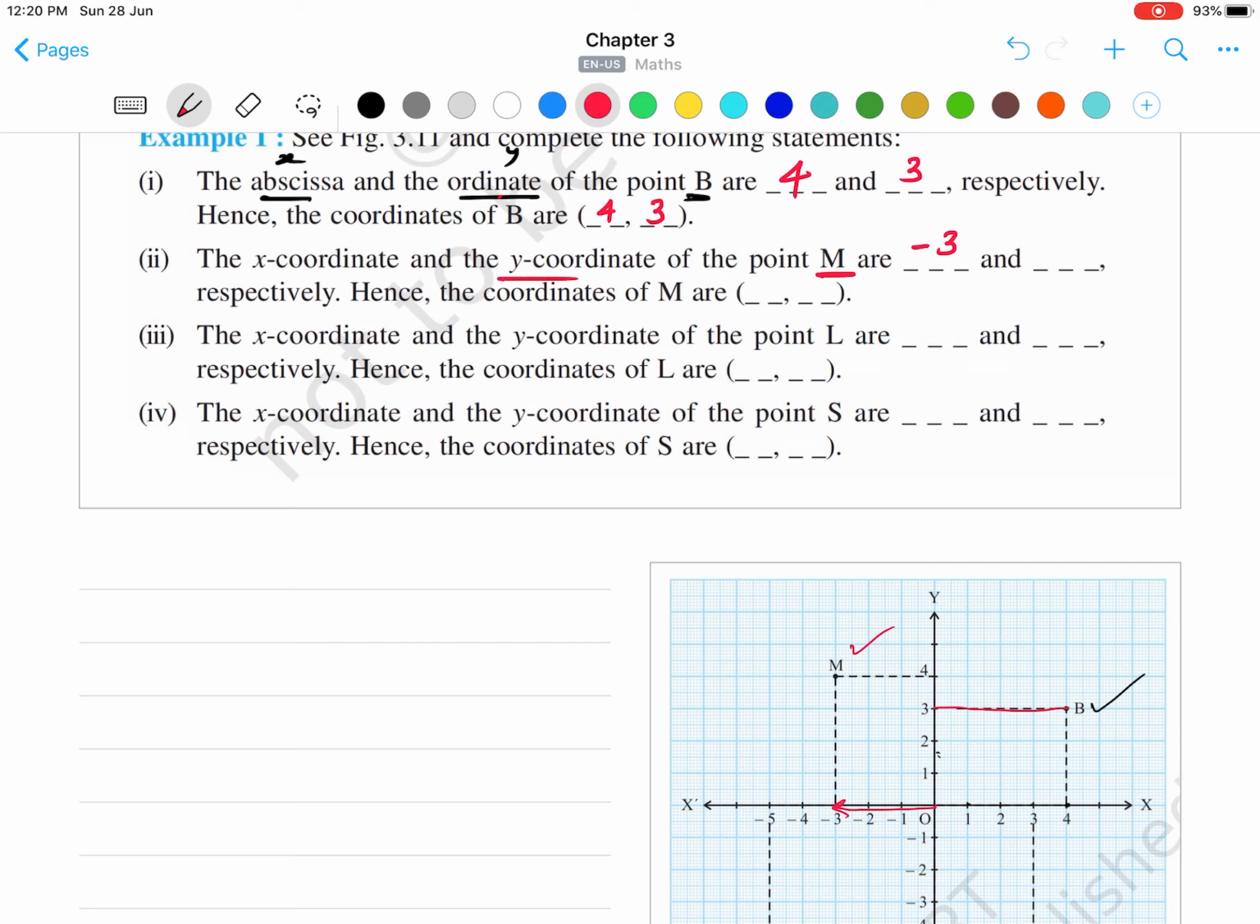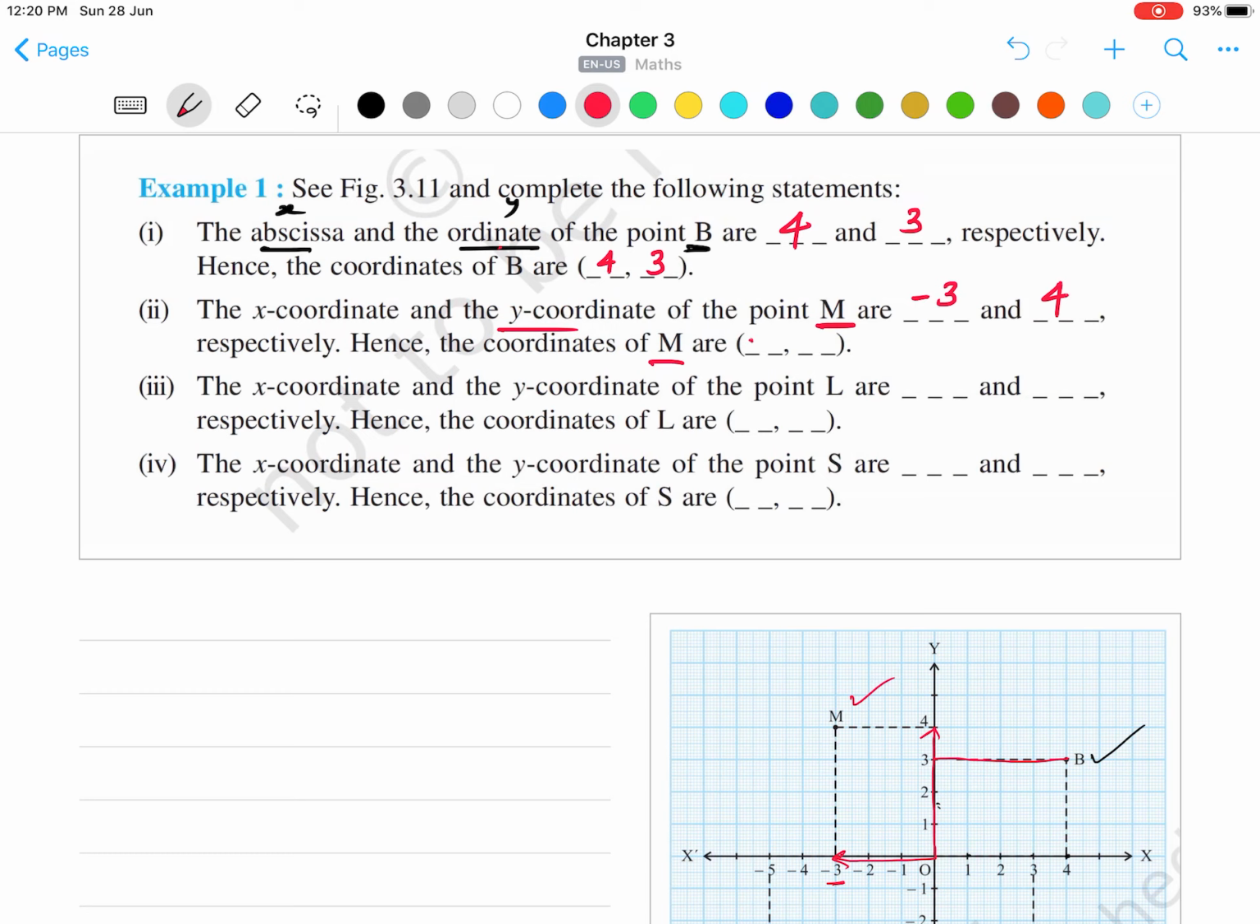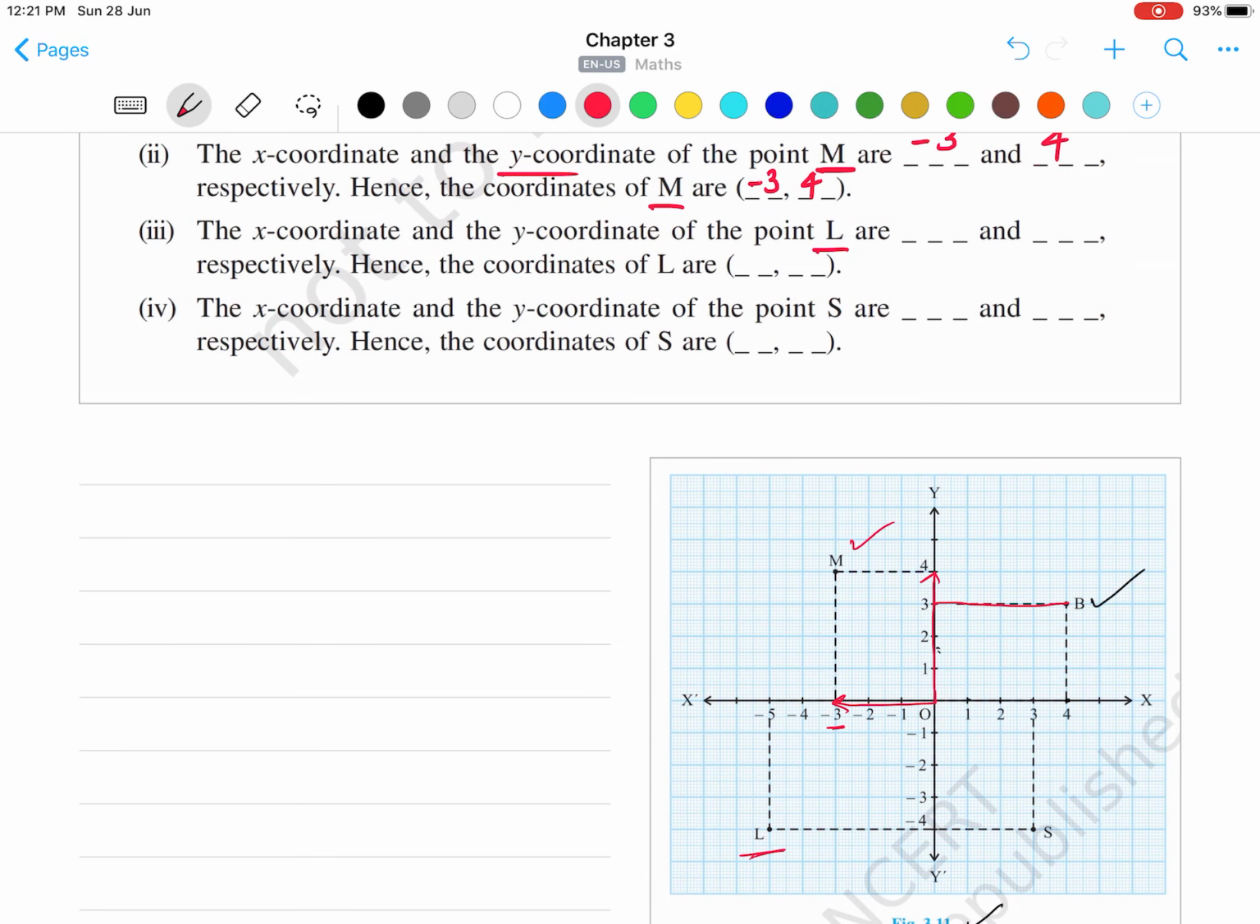Then you have to write its y coordinate. That means now we go in the upward direction for this M, till here. So that is +4. Hence the coordinates of M are, first you state the value -3 for the x coordinate, so it's (-3, +4). Okay. Next one is the x coordinate and y coordinate of the point L. So point L is here.